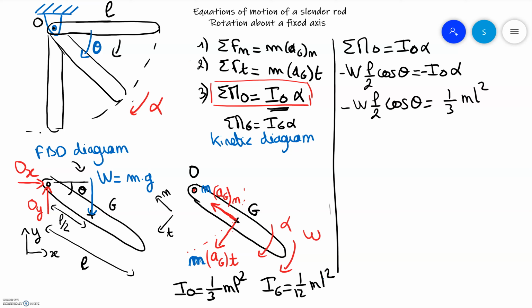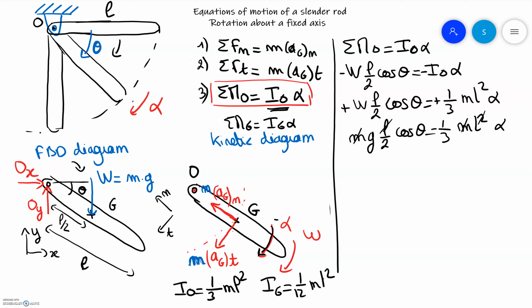Minus, why? Because alpha, my acceleration, is in the negative direction. So minus 1/3 of m L squared alpha if I want to be consistent. So minus minus on both sides, plus plus. W is mg, so I have mg L divided by 2 cosine theta, it's equal to 1/3 of m L squared times alpha. Okay, m and m on both sides, and L squared, so we just have L left.